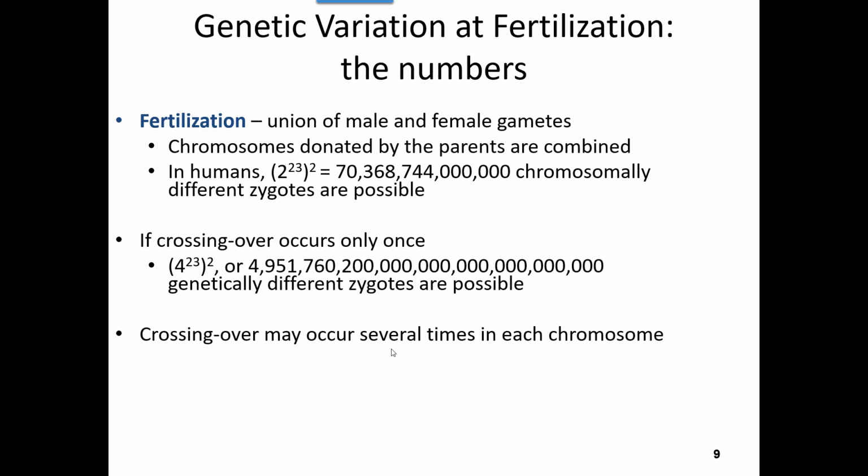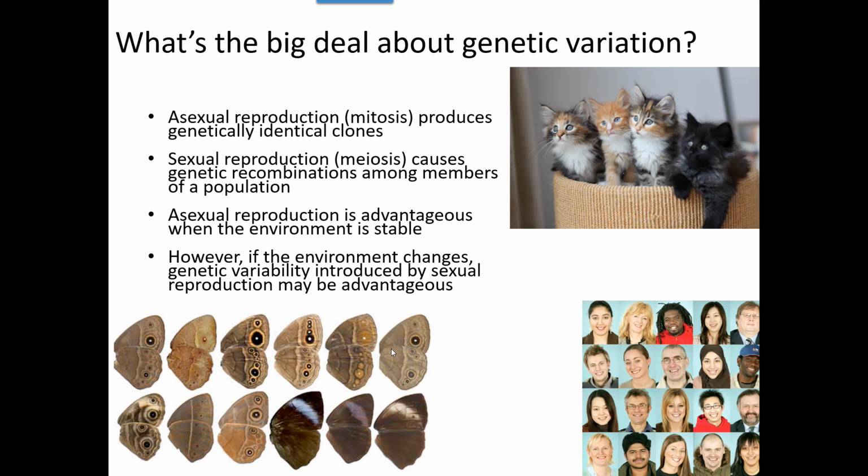But why do we care about genetic variation? Because in mitosis, all the cells are identical to each other. Asexual reproduction, mitosis, identical clones. Now, that is less advantageous in a changing environment. So if the environment is changing, we don't want identical clones of each other. It means we don't have anything different from each other to be able to adapt to our environment. So sexual reproduction through meiosis causes genetic recombination, again, trillions of different outcomes among members of a population. And this is going to be advantageous in a changing environment.